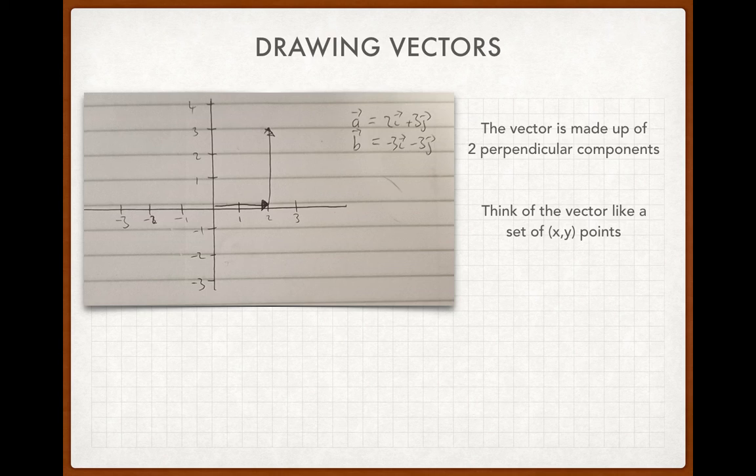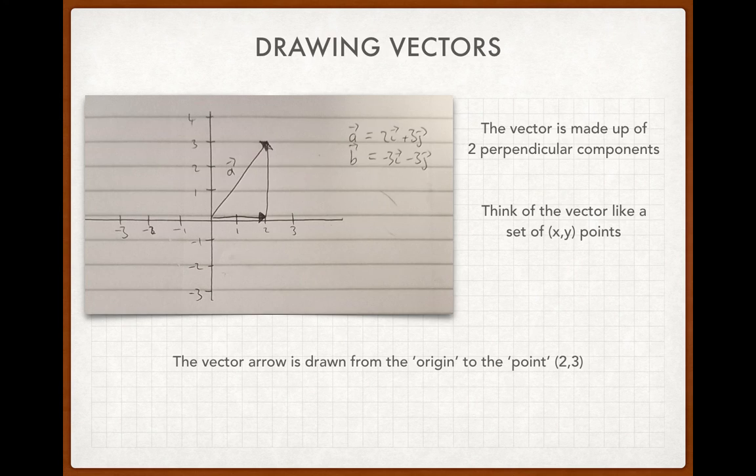So we get something like that. Now, the vector A then is the resultant of the two of those. So if we were to draw a single line from the start of those two vectors to the end of those two vectors, that would be the vector A. Just like that. So the red vector there is the vector A.